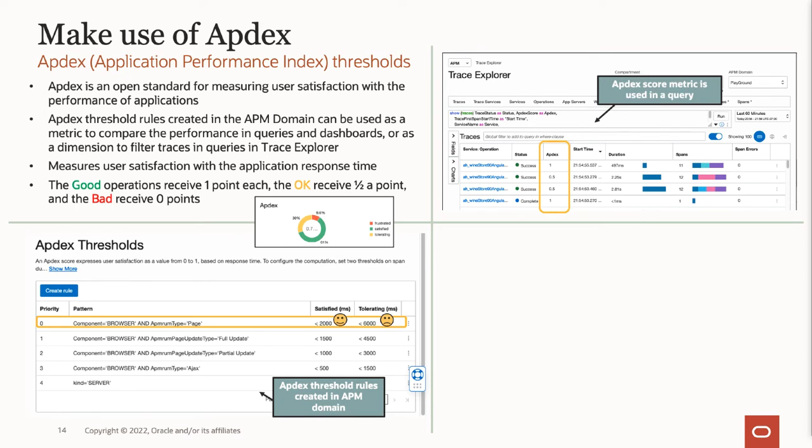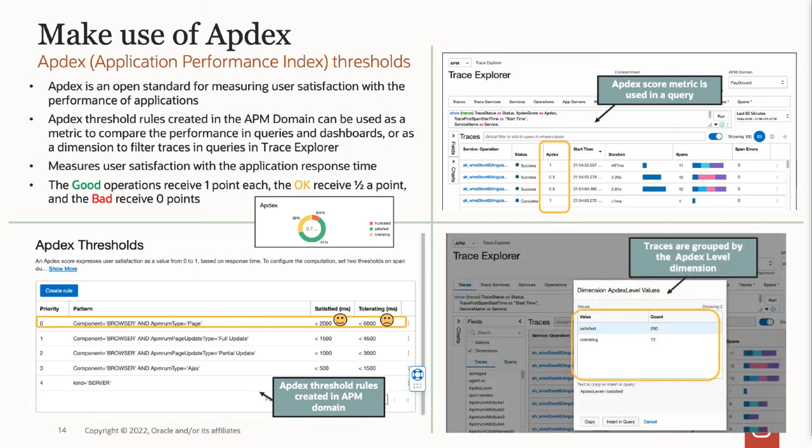Apdex can be used as a metric in a query. The image in the upper right side of the screen shows Trace Explorer showing a list of traces where the Apdex score metric was included in the query. The traces with value 1 indicate their response times were less than 2 seconds. On the other hand, those with a value 0.5 responded between 2 seconds and 6 seconds.